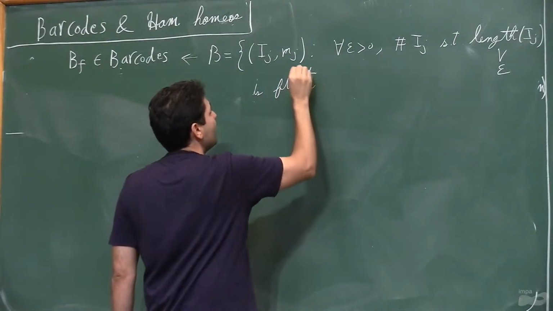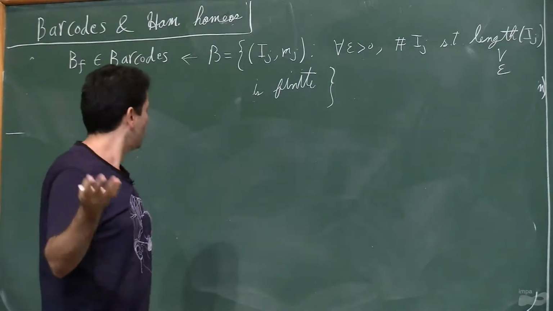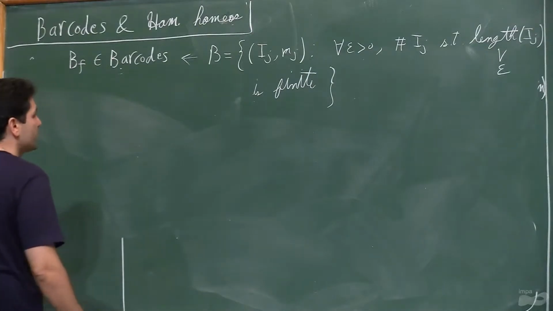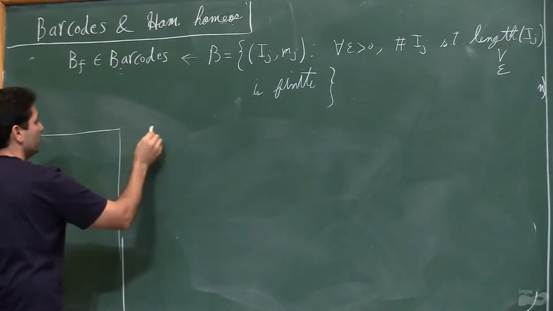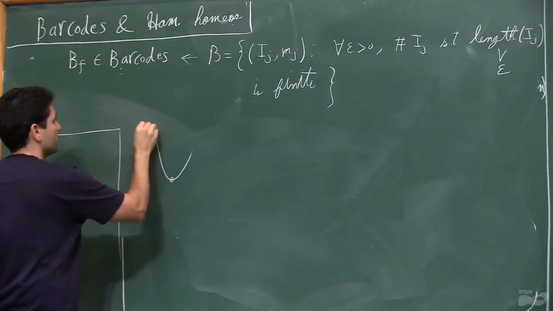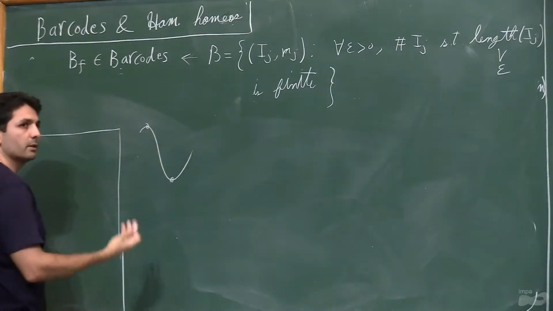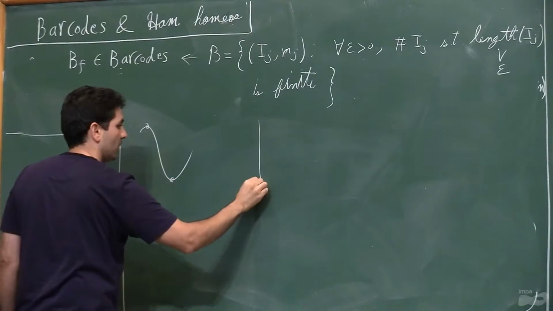Okay? So you could have infinitely many bars, but they all have to be very short. And the way this arises is quite easy to see. For example, just take a piece of that picture. Suppose I have a picture like this. This is from some Morse function on the circle or on the sphere. And here I have a bar, let's say like this.